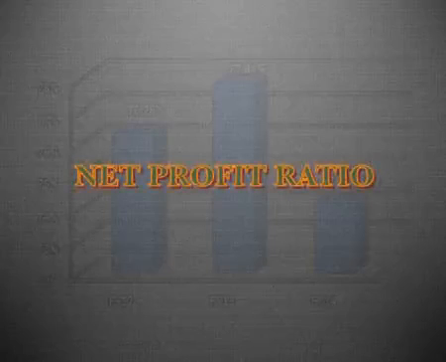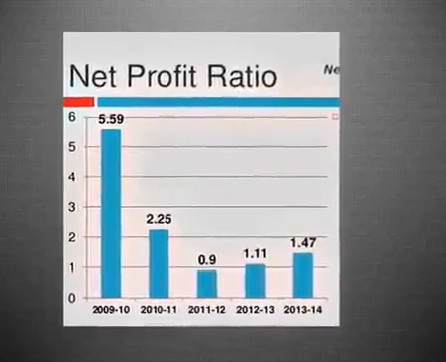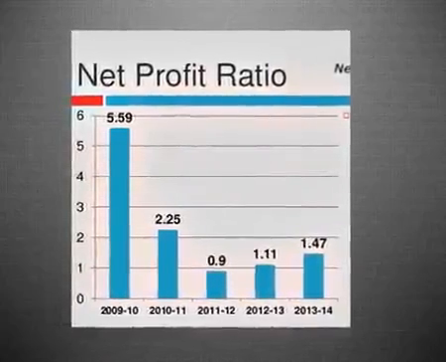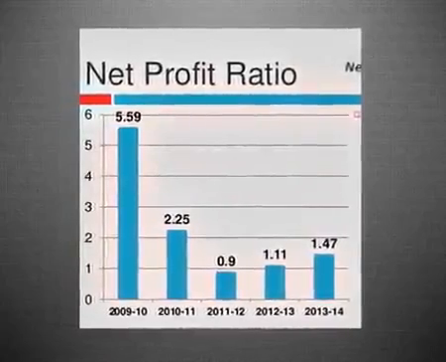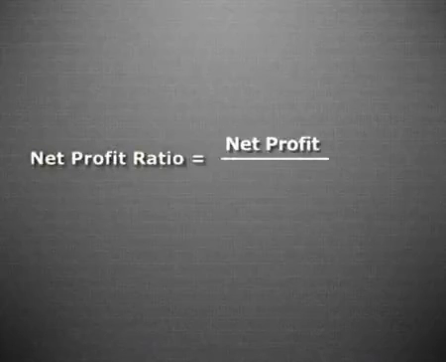Net profit ratio. This ratio is very useful to the proprietors and prospective investors because it reveals the overall profitability of the concern. This is the ratio of net profit after taxes to net sales. Net profit ratio is calculated by using the following formula. Net profit ratio is equal to net profit divided by net sales into 100. Higher the ratio, greater is the capacity of the firm to withstand adverse economic conditions.